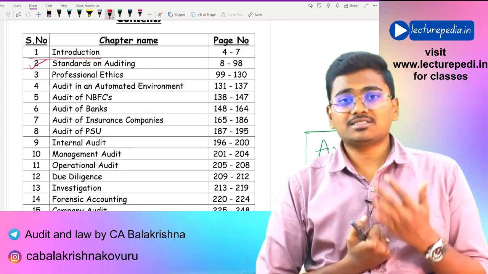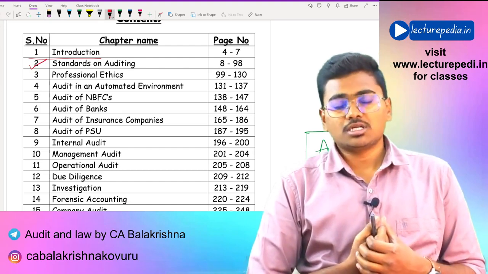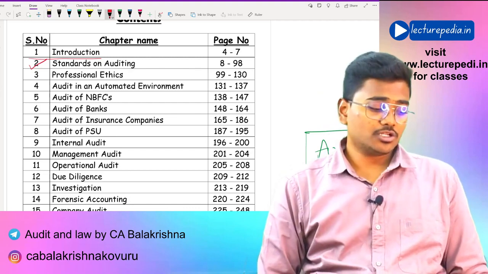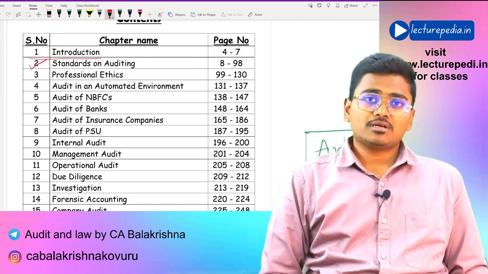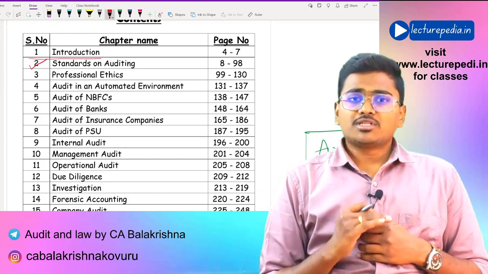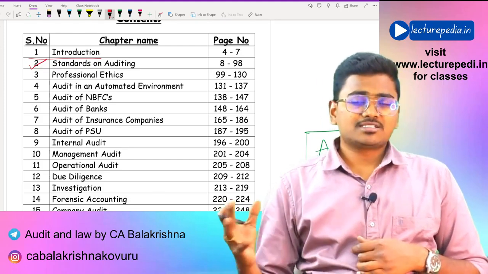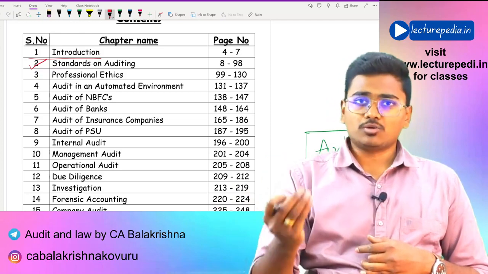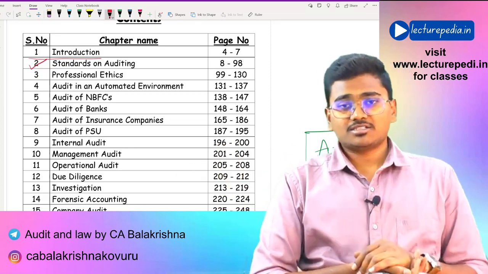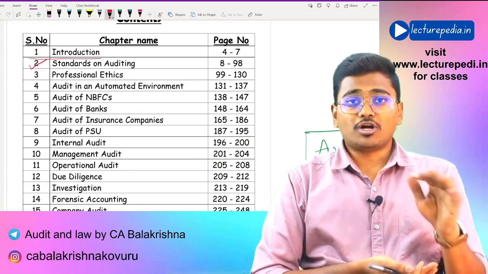ICAI is increasing its concentration on the auditing standards, because currently the scenario is like whenever any chartered accountant goes for the audit, he will thoroughly check whether the financial statements are prepared as per accounting standards and Indian accounting standards, but he will forget to comply with the requirements of auditing standards.